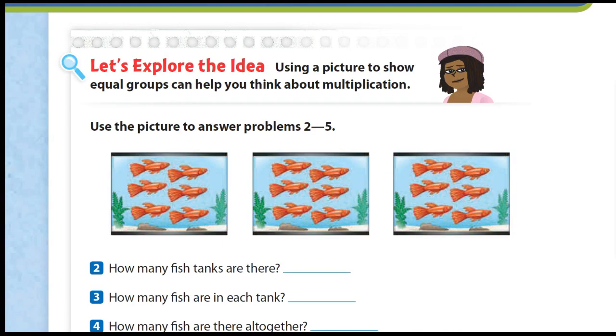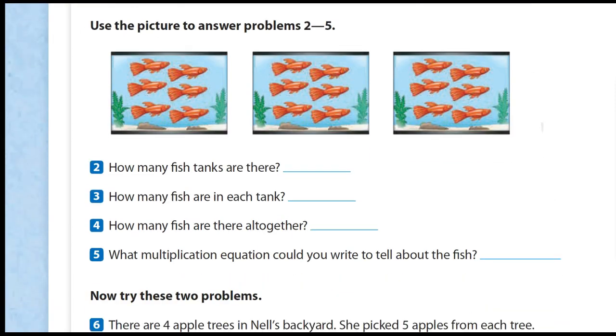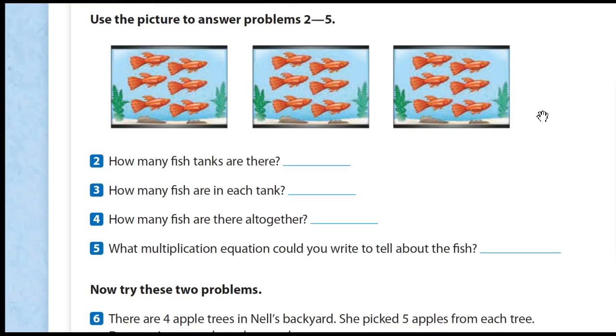So let's explore the idea using a picture to show equal parts to help you think about multiplication. Use a picture to answer problems 2 through 5. We're doing this together as a class, since it's our very first one, a brand new master. It says, how many fish tanks are there? So how many tanks do we see? Three.